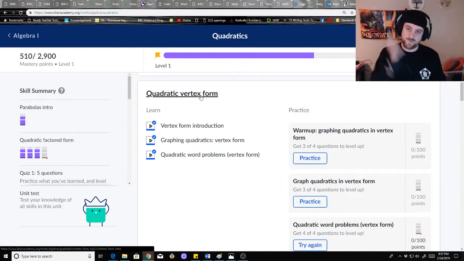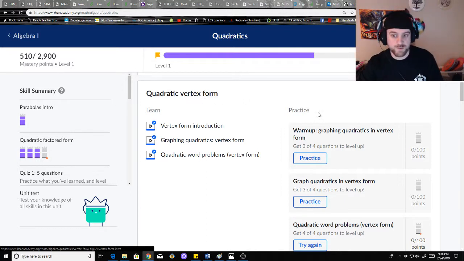One, it tells us the vertex. If you remember, the vertex is the highest or the lowest point of the parabola. And it also tells us what A is. A is what's multiplying times the whole quadratic. It's what determines how wide or narrow the parabola is. So it's actually pretty useful.